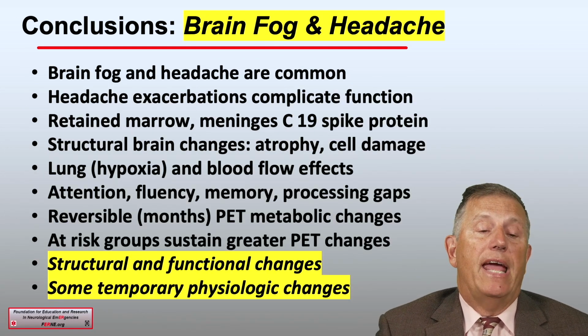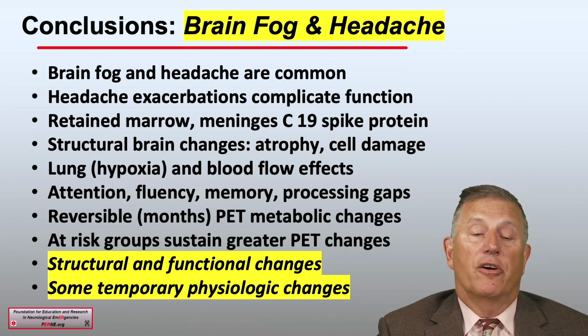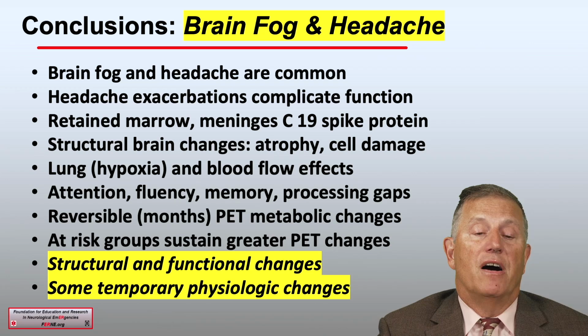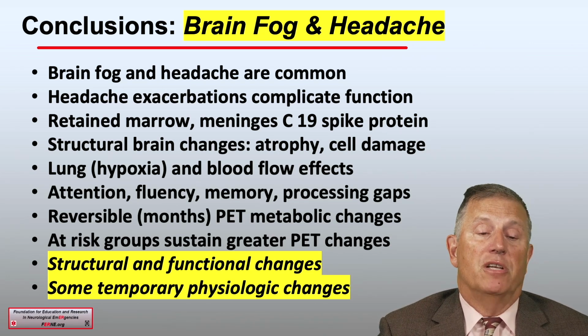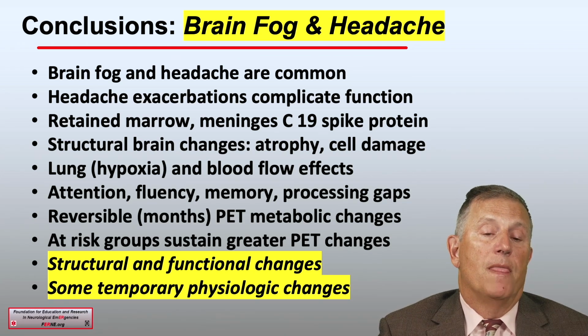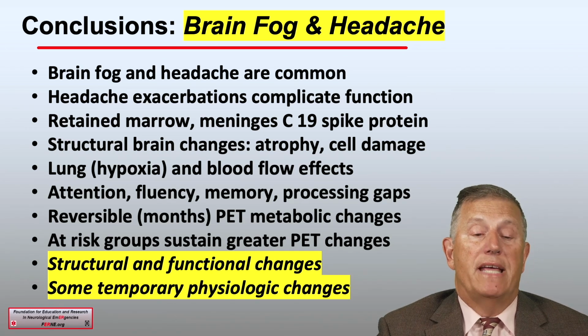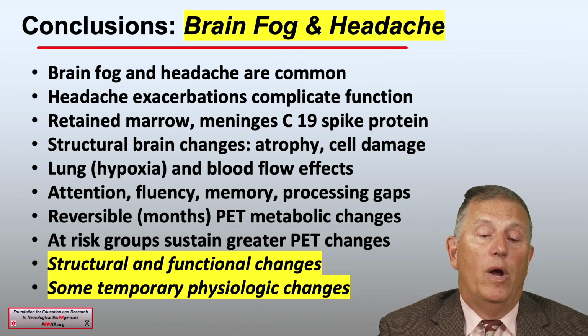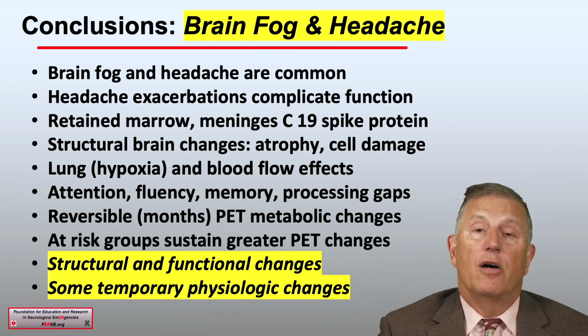Regarding brain fog and headache, we know that brain fog and headache are common symptoms. We know that headache exacerbations complicate function. In other words, because headaches appear to worsen after COVID-19 infection, other executive functioning abilities can become impaired. We know that the COVID-19 spike protein may be retained in the meninges and bone marrow of the skull. We know that there are structural brain changes with chronic COVID-19 infection that cause atrophy and cell damage.